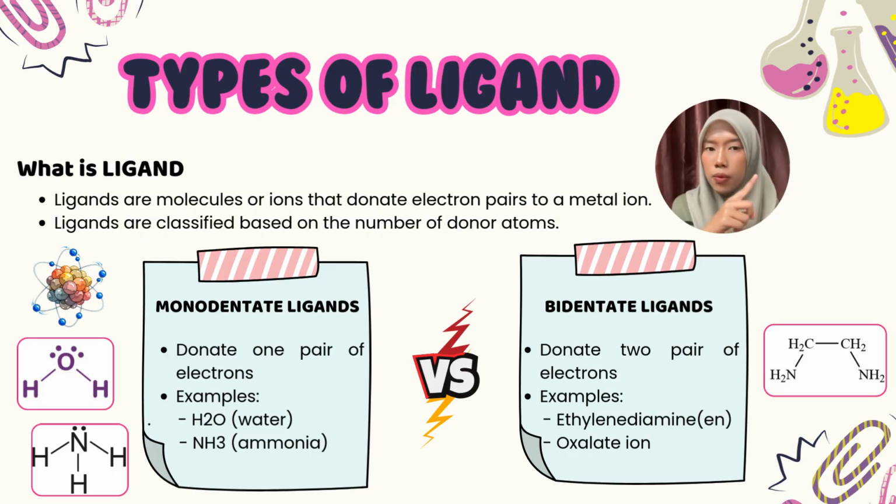So next, we have the bidentate ligand. A bidentate ligand donates two pairs of electrons to the metal ion using two donor atoms. For example, we use ethylenediamine, also called en, and the oxalate ion because they bond at two points. Bidentate ligands usually form more stable complexes. So, the main difference between monodentate and bidentate ligands lies in the number of donor atoms used to bond with the metal ion.